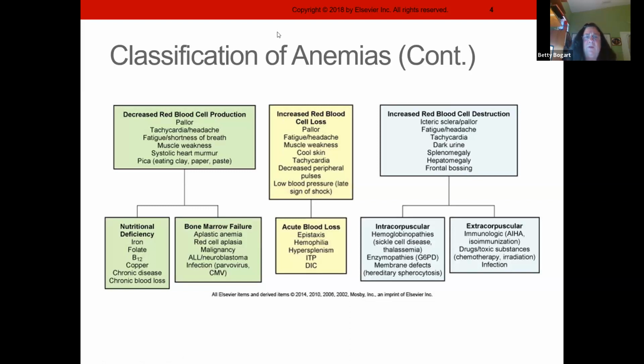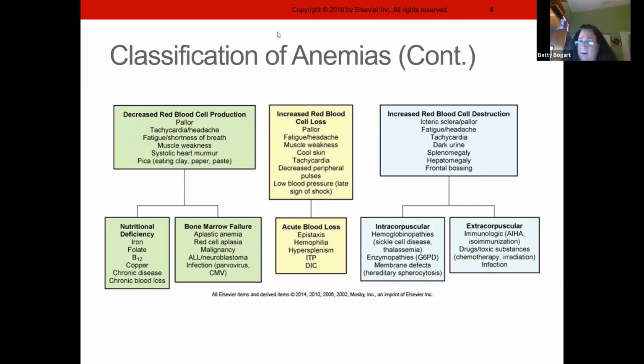We have decreased red blood cell production. We have increased red blood cell loss, meaning they are lost quicker. Or we have increased red blood cell destruction. So cells can be lost due to blood being expelled from the body in one way, and in the other, the cells burst and don't live long lives. The decreased red blood cell production we usually see in nutritional deficiencies. The big one we think of is iron deficiency anemia.